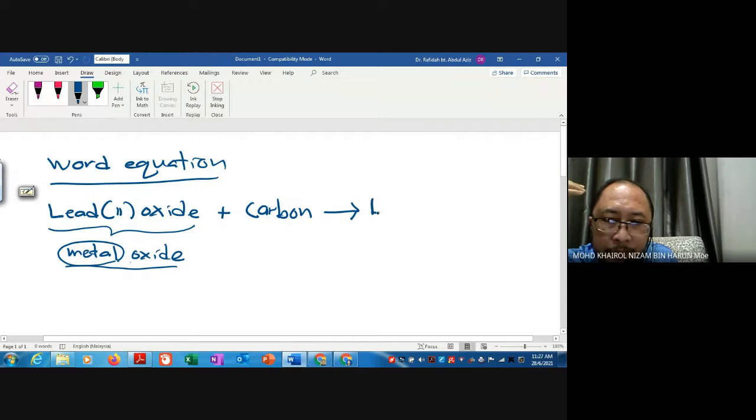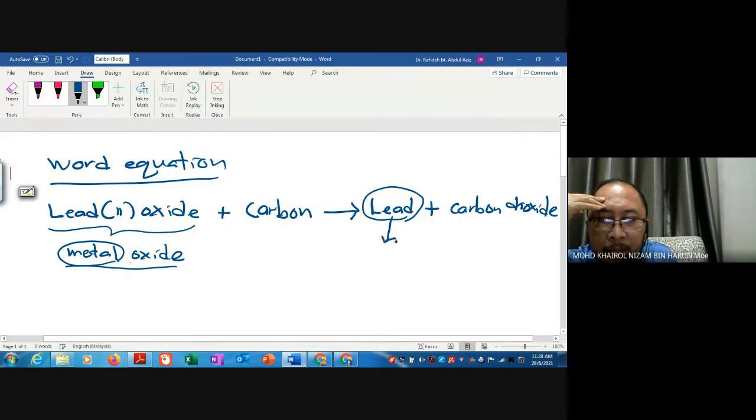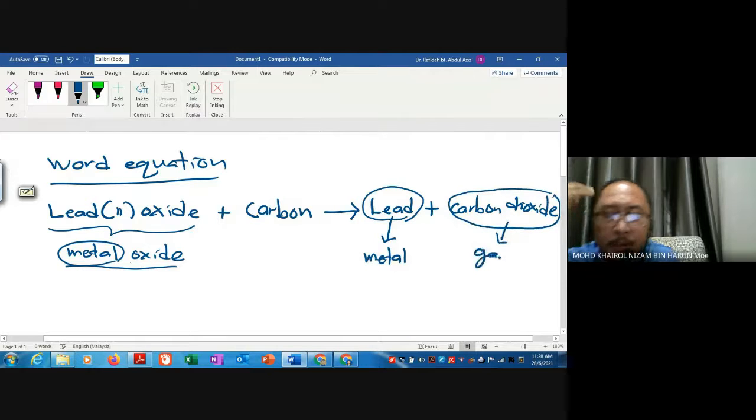The products are, first, lead, and carbon dioxide. So it will produce lead. From here we can know that lead is a metal. And the second product is carbon dioxide. This is a gas, carbon dioxide gas.